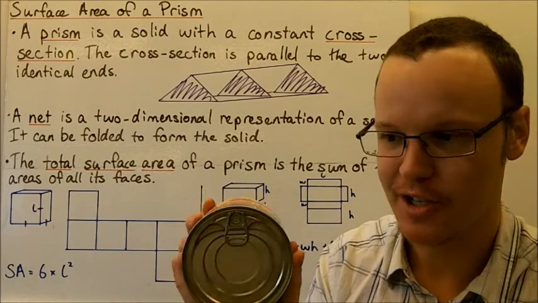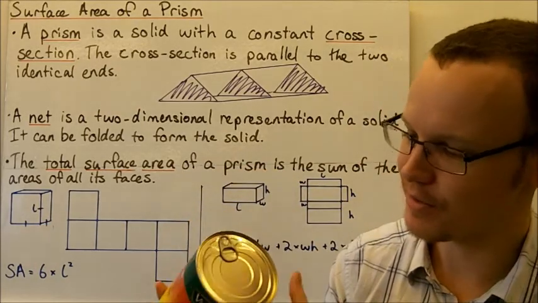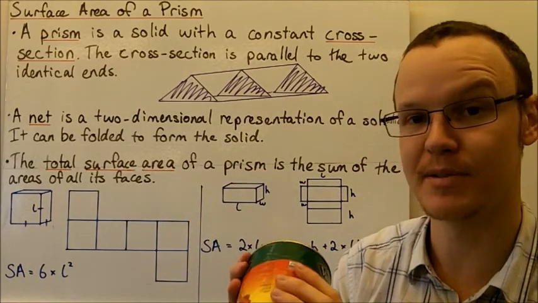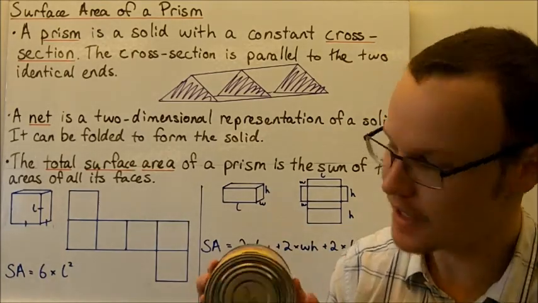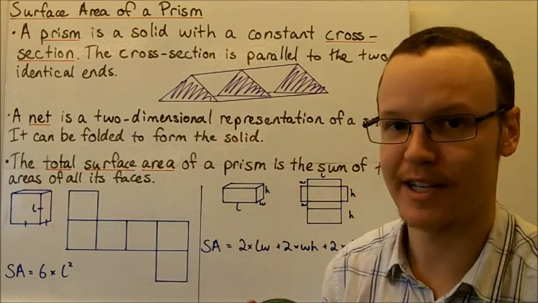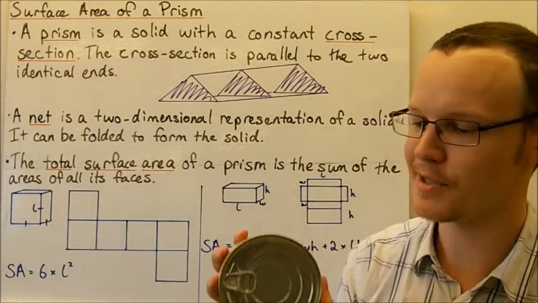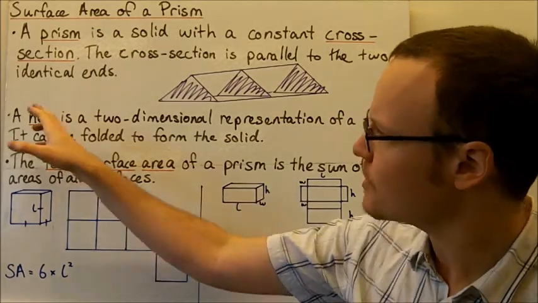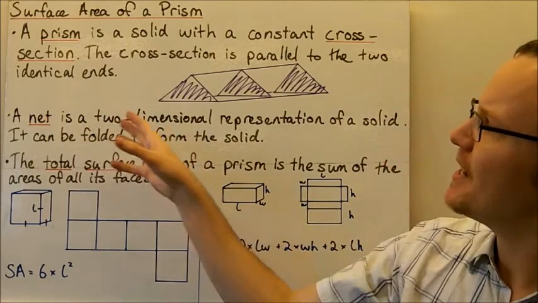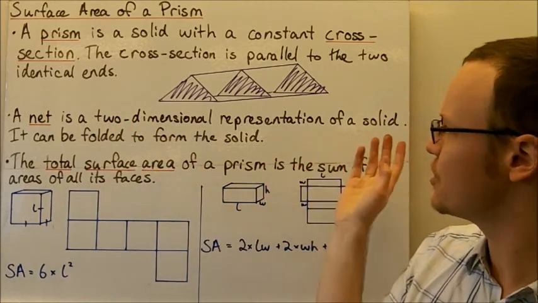The constant cross-section is the circles. And that's how prisms are named. They're named based on their cross-section. So here we've got a triangular prism, and this special one could be called a circular prism, and it's called a cylinder. A net is a two-dimensional representation of a solid.